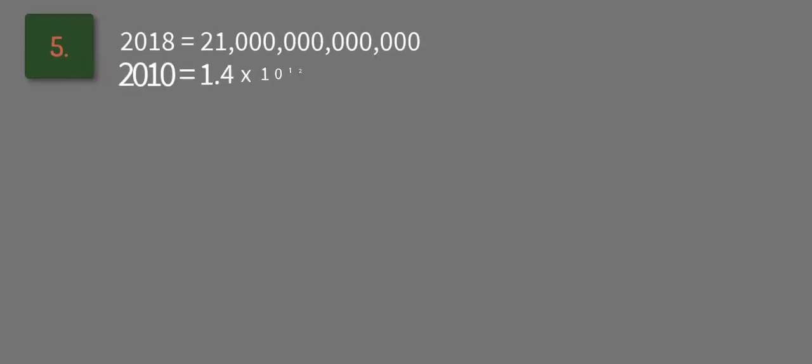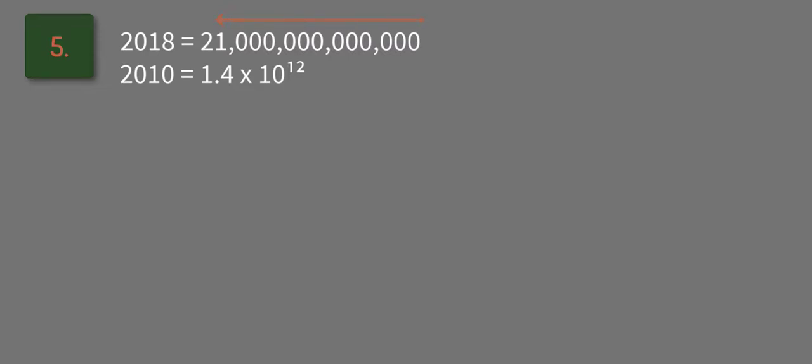All right, last checkpoint problem. It gave us that the national debt in 2018 was 21 trillion, and in 2010 it was 1.4 times 10 to the 12th. So we want to go ahead and divide that to figure out how many times greater it was in 2018 than in 2010. So first, let's figure out how many decimal places we need to put this in scientific notation. 1, 2, 3, 4, 5, 6, 7, 8, 9, 10, 11, 12, 13.